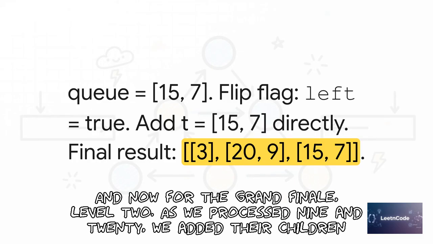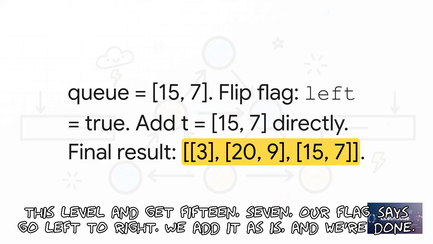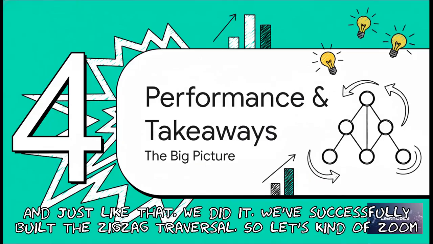And now for the grand finale, level 2. As we processed 9 and 20, we added their children to the queue, which gives us 15 and 7. We flip our left flag back to true. So, when we process this level and get 15, 7, our flag says go left to right. We add it as is, and we're done. And just like that, we did it. We've successfully built the zigzag traversal.